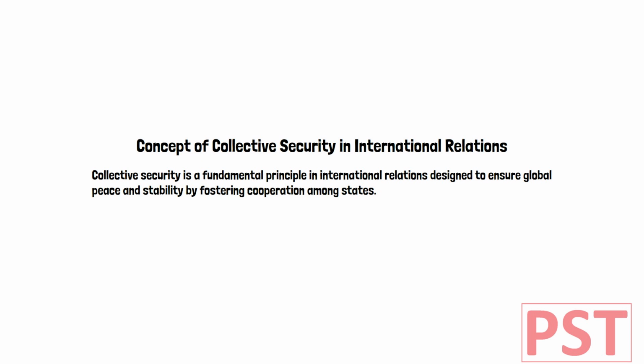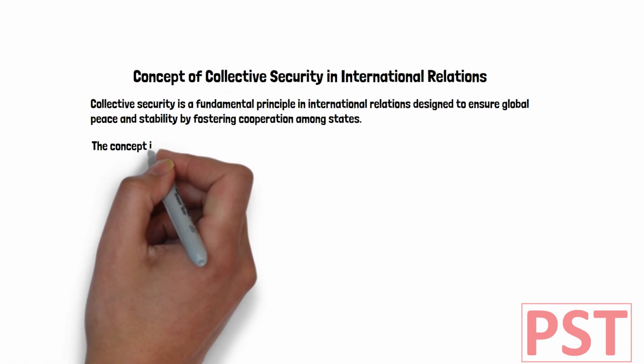So when we talk about collective security, today at least in international relations, it is a very important principle, and this principle is designed in such a way that through collective security you try to maintain global peace and stability, and that is possible only through fostering cooperation among the states, through building friendship and cooperation among the states.